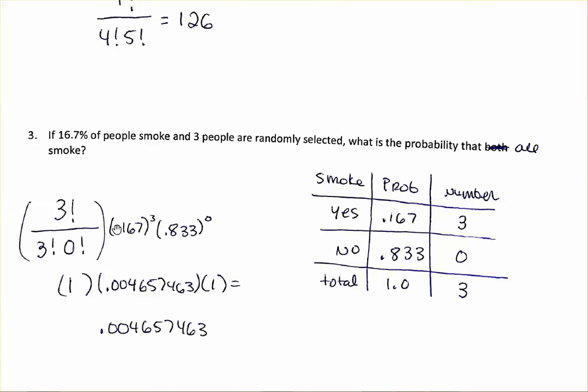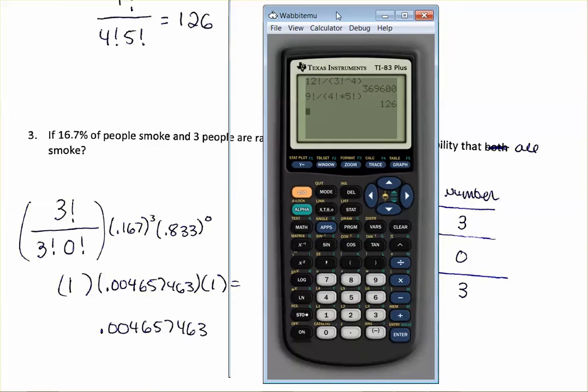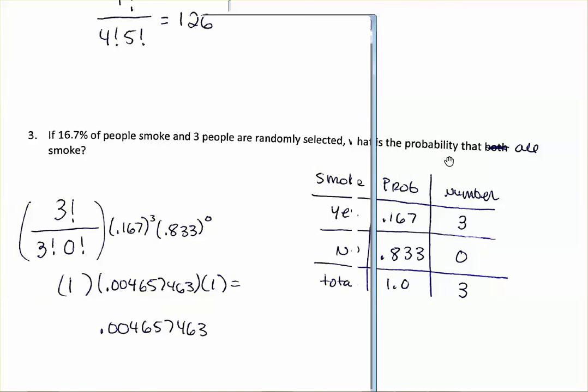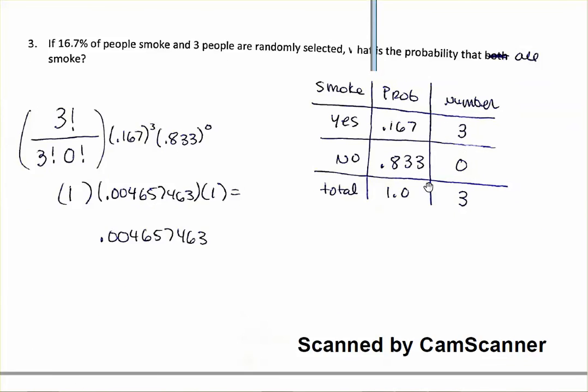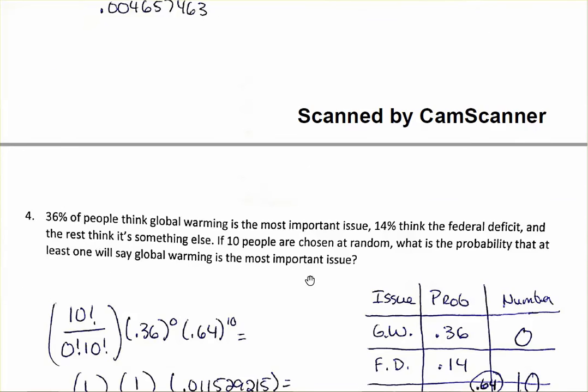So basically, the only one we're really worried about is 0.167 raised to the 3rd power. And that gives us 0.004657463. So that's where we get that answer. Moving right along, the probability is really small. 0.004 is the probability there.